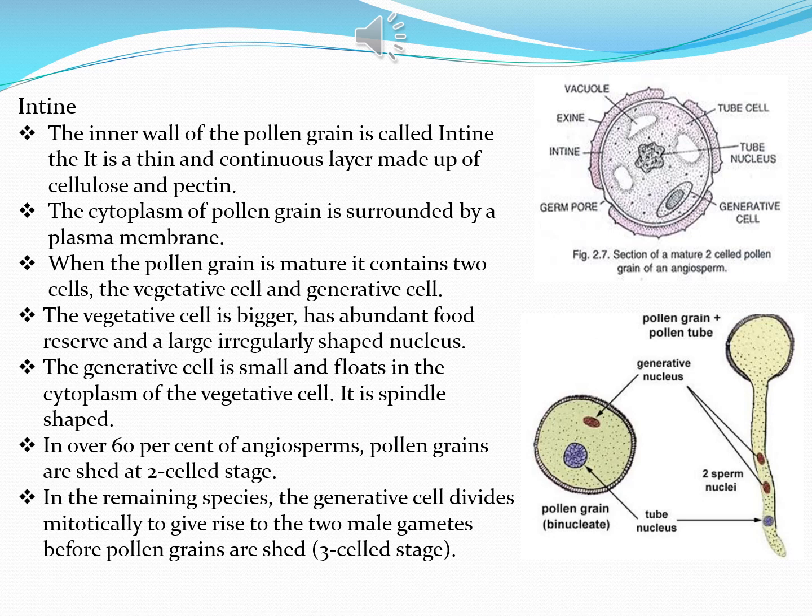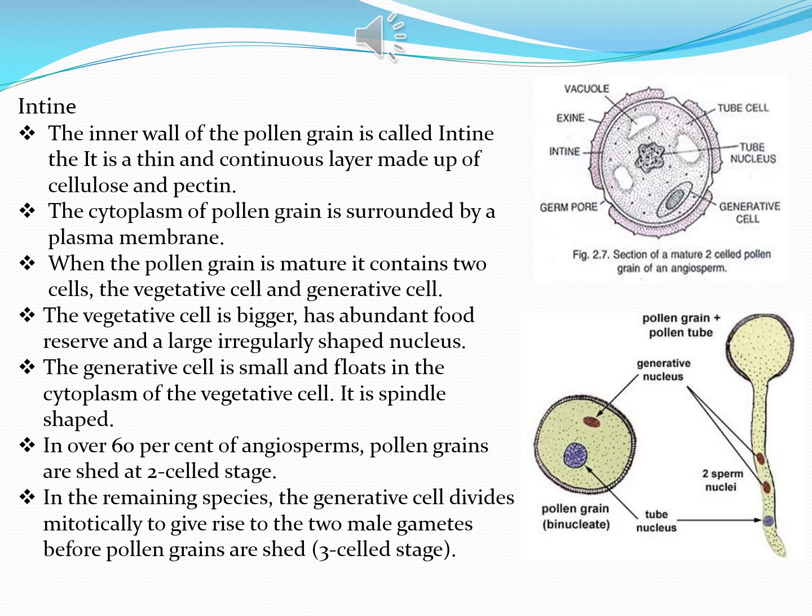Okay, so when the pollen grain is mature, it consists of two cells. One we are calling the vegetative cell and the other the generative cell. Okay, we can observe this in diagrams. The vegetative cell is bigger and it will reserve abundant food, right?